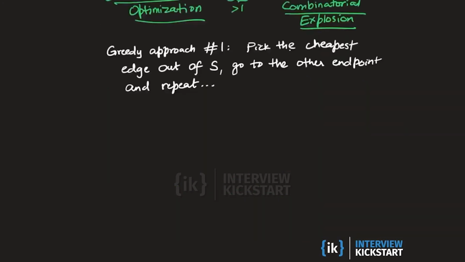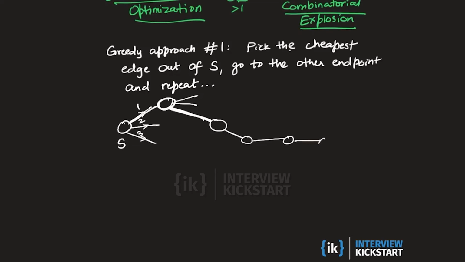So here is one possible greedy approach. We start from S, we want to figure out the shortest path to D. So we look at what are the different options available to us. So let's say we have three edges out of S with weights 1, 2 and 3 respectively. Well, it's clear that this edge of weight 1 is the cheapest edge, so let's follow that, and let's say we come to this vertex, and again we might have 2 or 3 options here, and we will again follow the edge which has the cheapest cost, and so on. Is this strategy going to lead us to the shortest path from S to D?